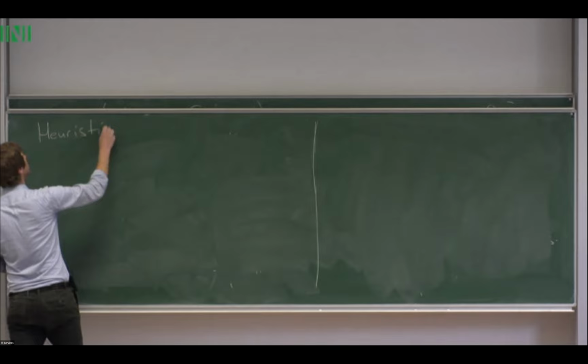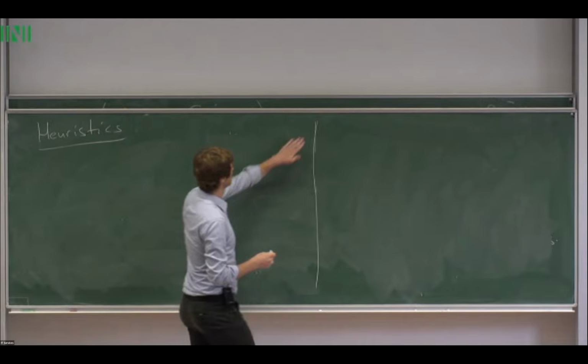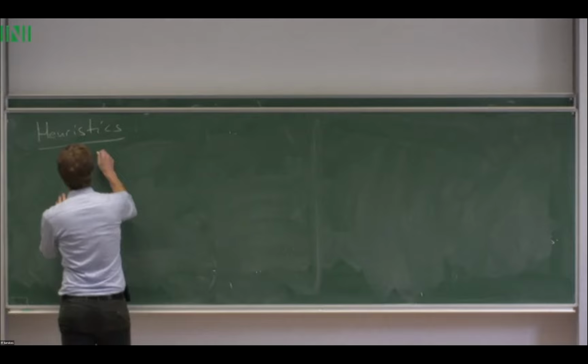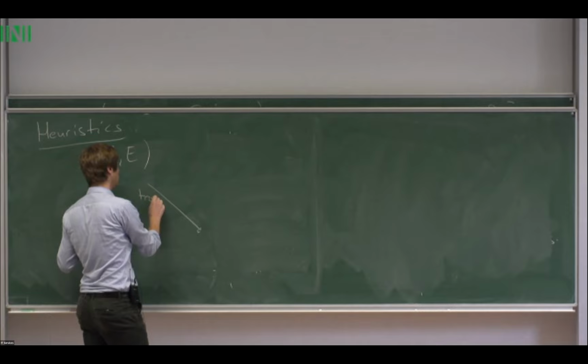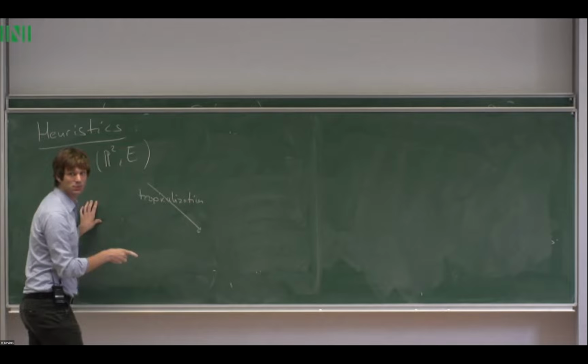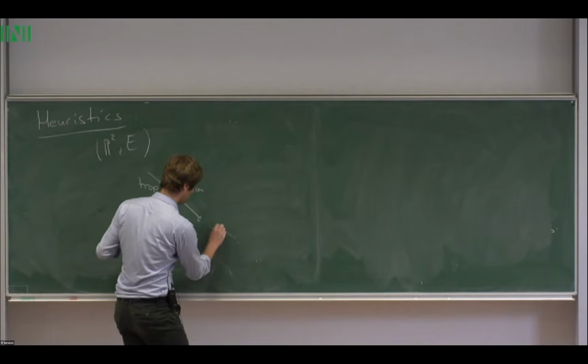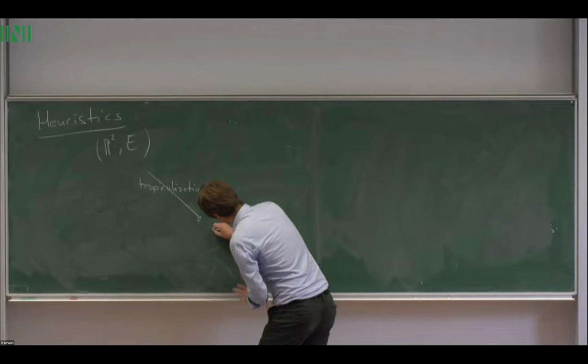Which is the following. So we have this P2, E, and we have a tropicalization functor, or tropicalization morphism, to the GS space. So this is something maybe Tim will explain to you next week. But we don't really care exactly what it is.